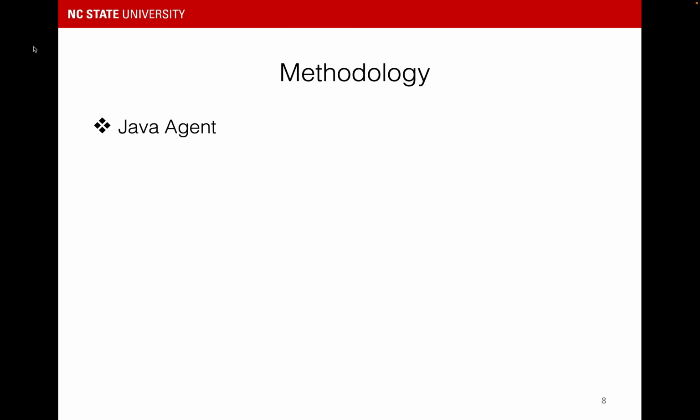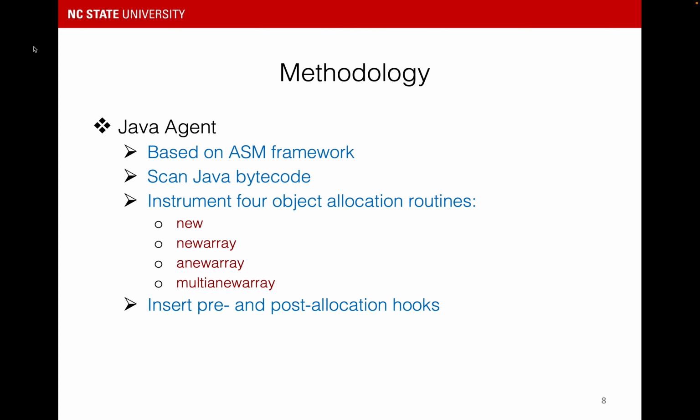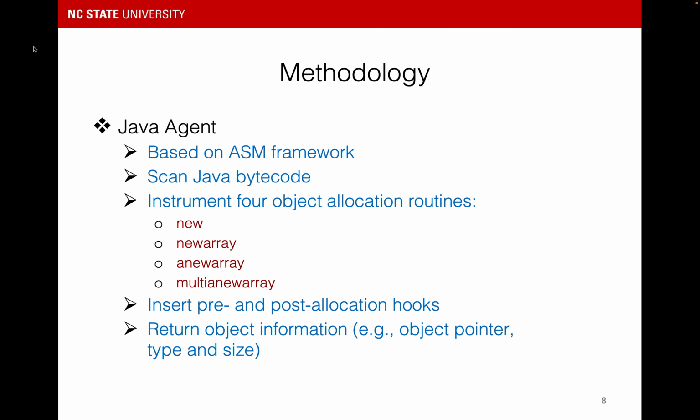DJXPerf leverages a Java agent to capture object allocation. The Java agent is based on the ASM framework. It scans Java bytecode and instruments four object allocation routines: new, newarray, anewarray, and multianewarray. The Java agent inserts pre and post allocation hooks to intercept each object allocation and returns the object information, for example, the object pointer, tag, and size, via the user-defined callbacks.